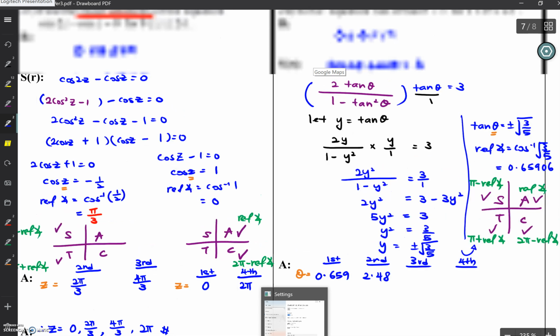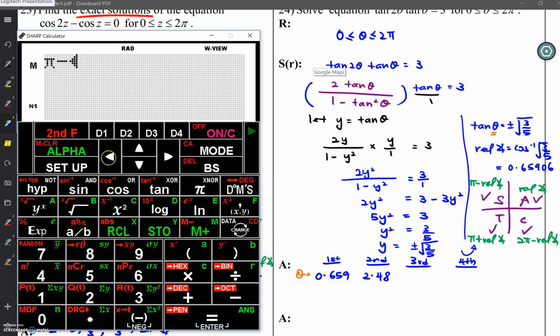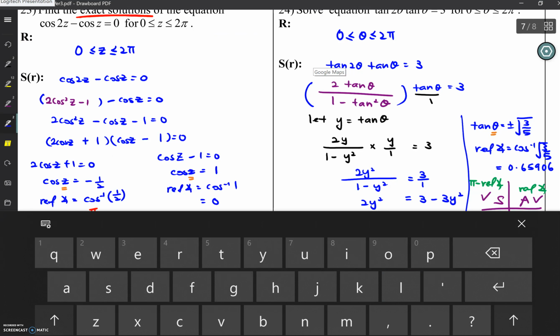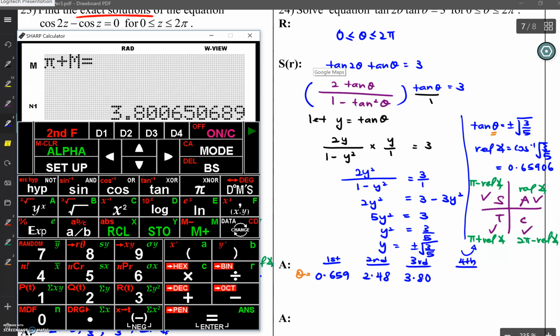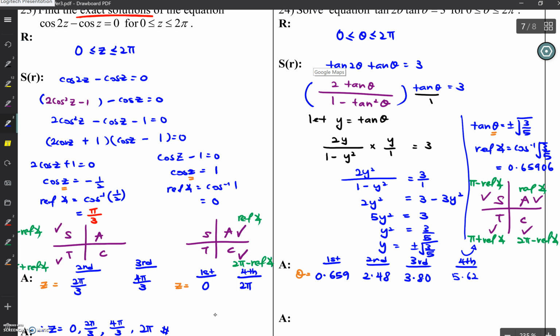Okay, and then the next one is just pi plus memory, 3.80. And the fourth one is just 2 pi minus recall memory, 5.62. So it's 5.62. Since this is my final answer already, I'll just put my comma and final answer.